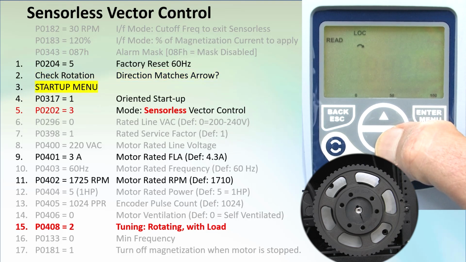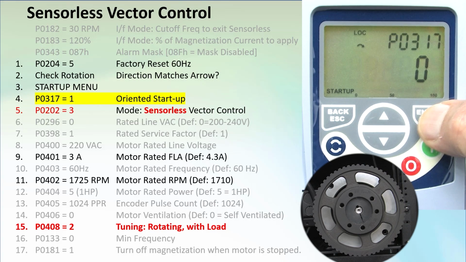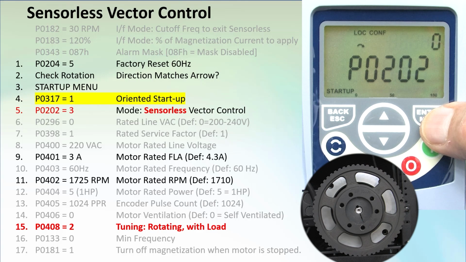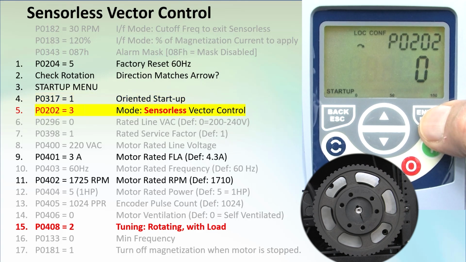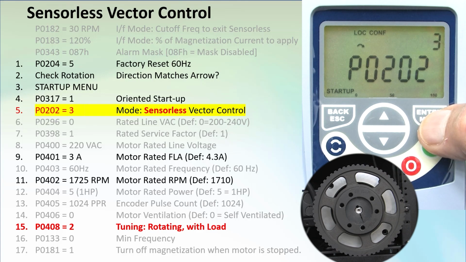Drop into the parameter groups and scroll down to the startup group that walks us through configuring the drive just like we did in the previous video. That brings up parameter 317, where we tell the drive we want to configure it for one of the vector or field-oriented modes by setting it to a 1. That sends us to parameter 202. We set that to a 3 to tell the drive we want to use sensorless vector mode.